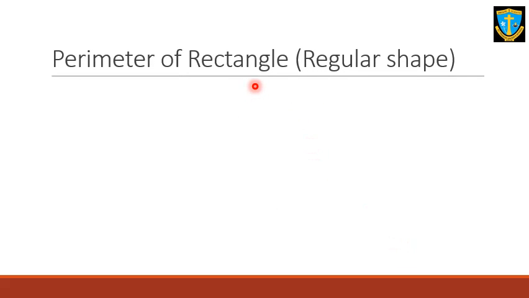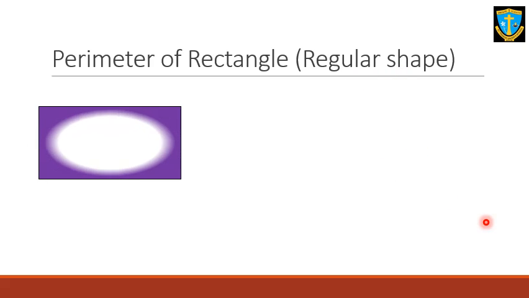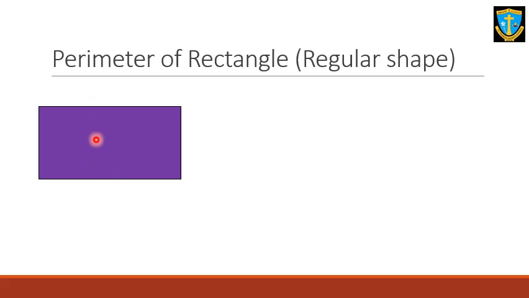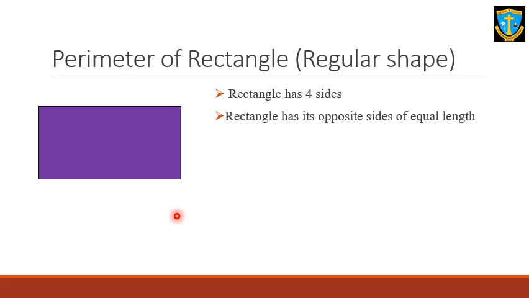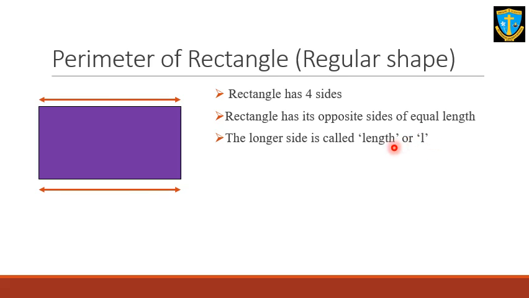That is the rectangle. It's again a regular shape because the lengths are same. These two lengths measure the same and these two measure the same. Rectangle has 4 sides, but the opposite sides are of equal length. The longer side is called the length, or we write small letter l. So these ones are opposite sides and they measure the same. Both of these are called length.